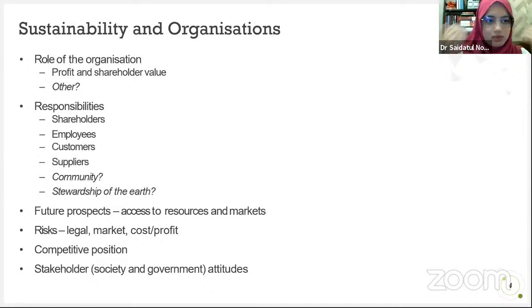So the role of the organization in terms of sustainability, as we all know, is that businesses are there because they want to make profit and increase shareholder value. But what about other things? What about their responsibilities to their employees, to their customers, suppliers, and the community that they impact? Why do they impact the community? Because they operate inside the community.